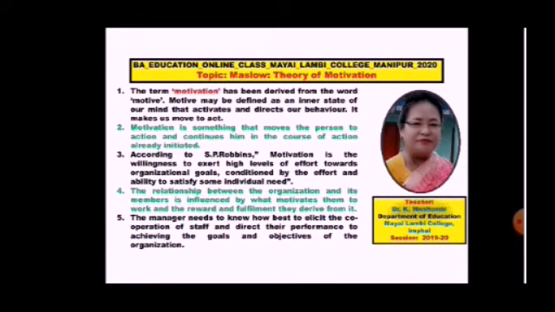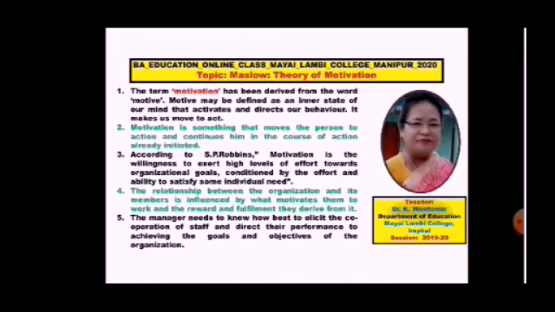The term motivation is derived from the word motives. Motives may be defined as an inner state of our mind that activates and directs our behavior. It makes us move to act. Secondly, motivation is something that moves the person to action and continues him in the course of action already initiated.